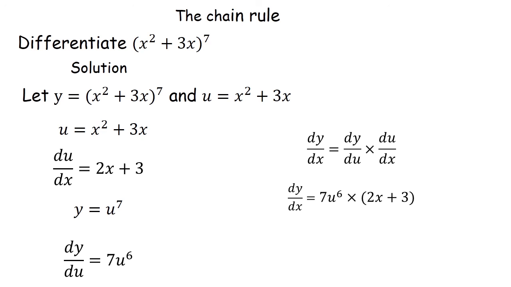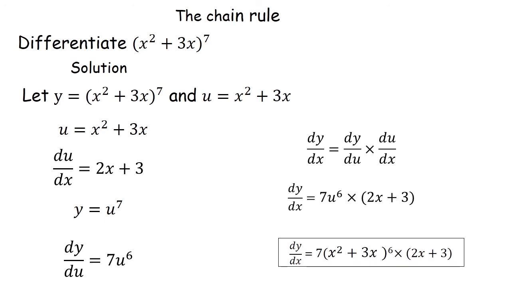and still we apply our chain rule. So we shall have 7u to power 6 times (2x + 3), which was du/dx. So we shall have an answer here. When we multiply and substitute for the u, we shall have 7 into (x squared + 3x) to power 6, multiplied by (2x + 3). So that would be the derivative.